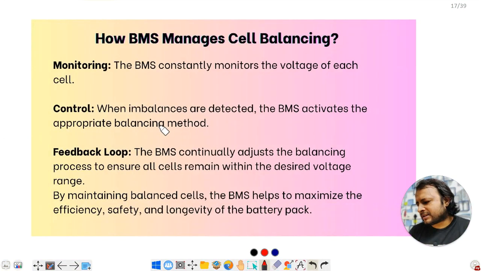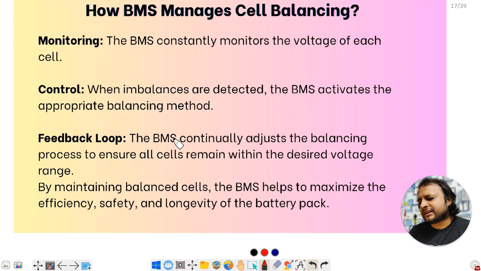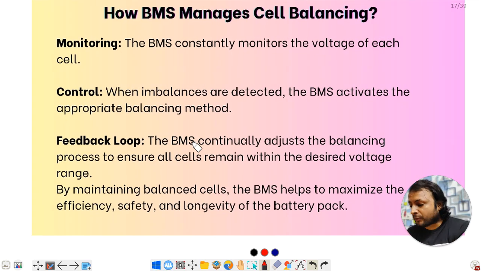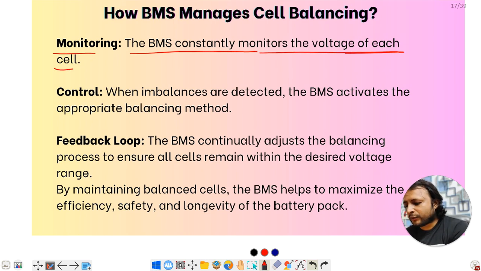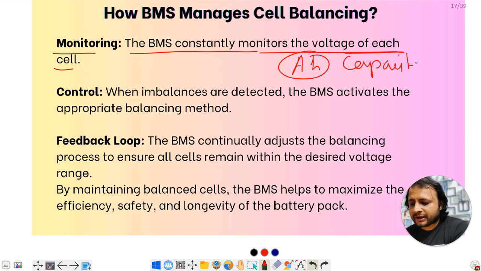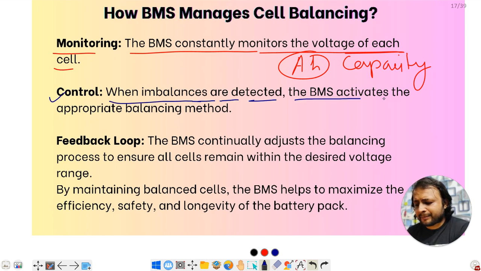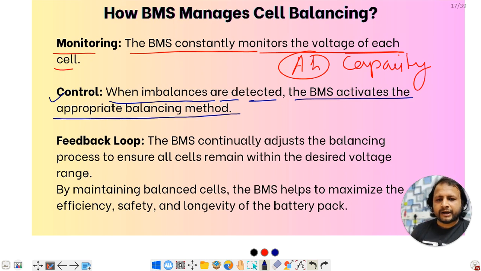And how does the BMS manage this cell balancing? How is it doing it? So the BMS is first monitoring the voltage of each cell and the ampere or capacity. It is also monitoring the capacity of each cell and the voltage of each cell. Control: when imbalance is detected, the BMS activates the appropriate balancing method, whatever we have. If it is passive balancing, the BMS will activate that. If we have active balancing, the BMS will activate that: please do your work, now it's your time.